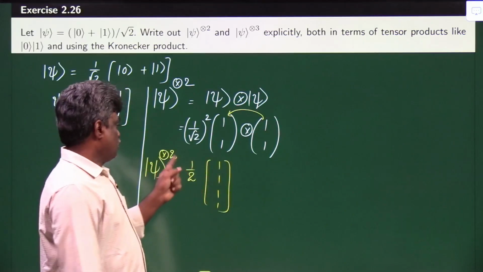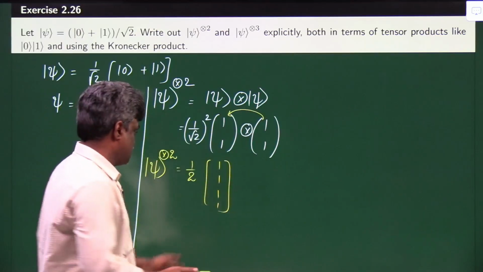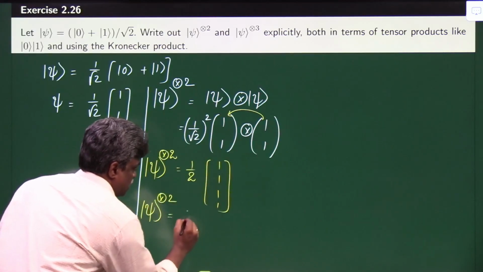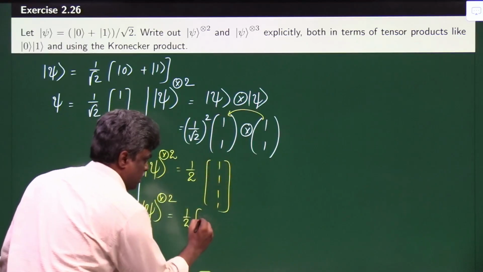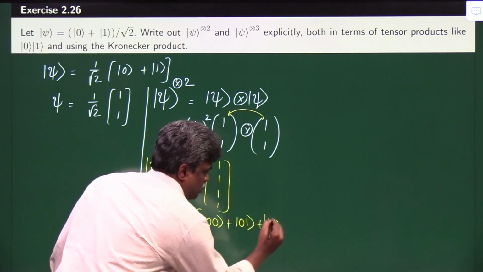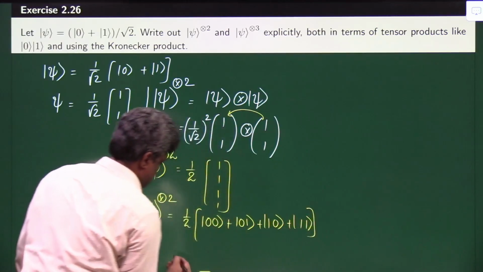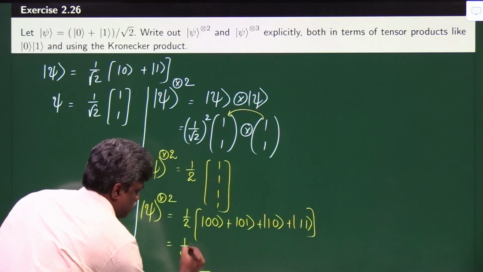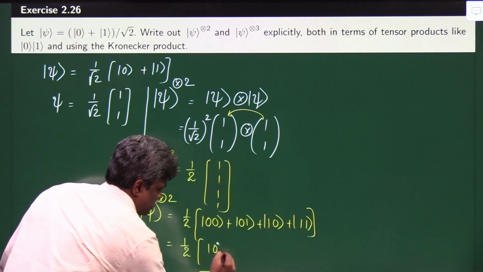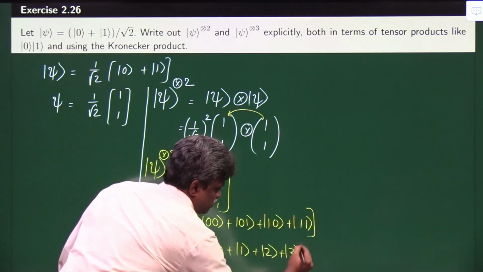And here we can write this as a linear combination of 2 qubit basis states, which is psi tensor product 2 times equal to 1 by 2 times ket 00 plus ket 01 plus ket 10 plus ket 11. In decimal notation, we can write this as 1 by 2 times ket 0, 1, 2, and 3. That's it.